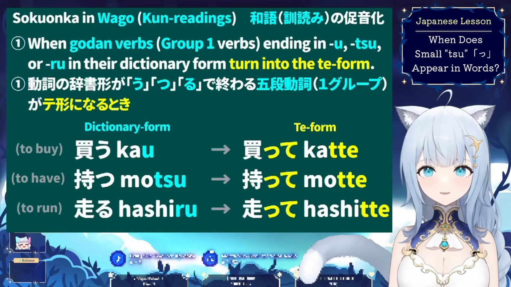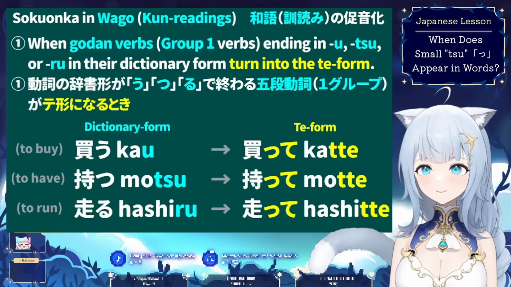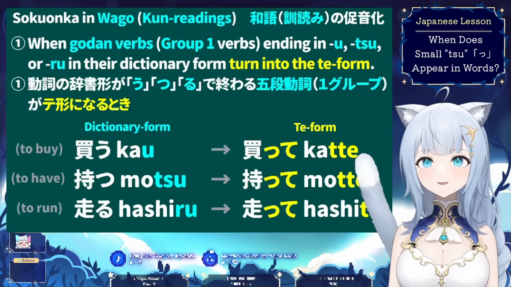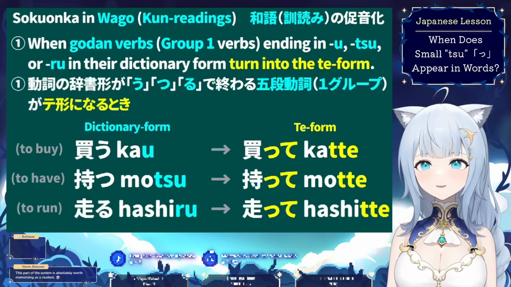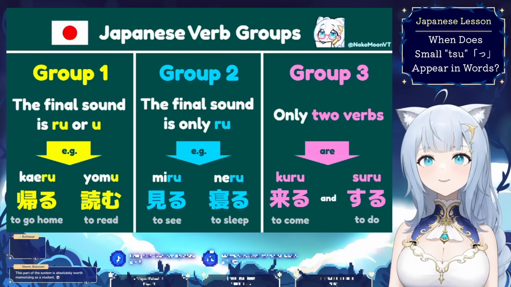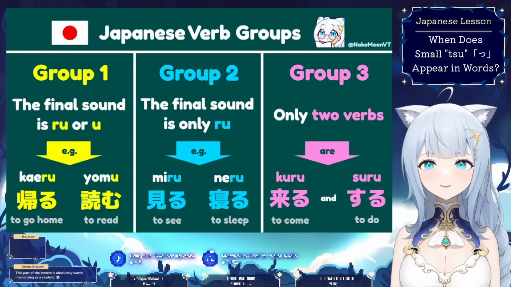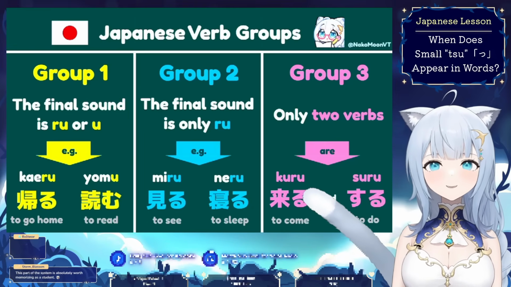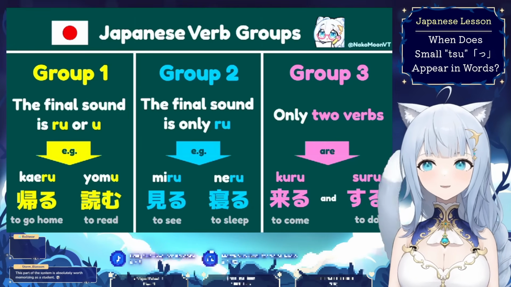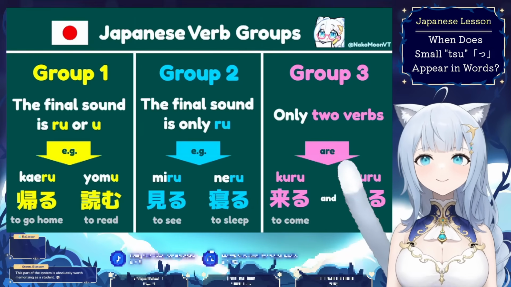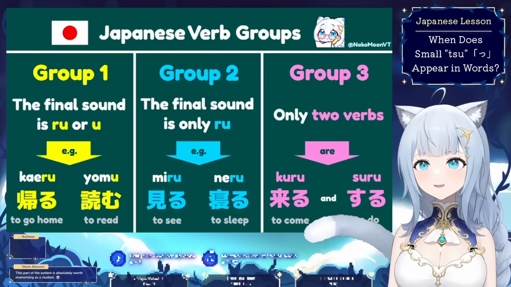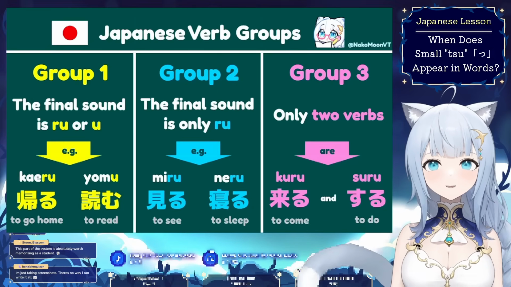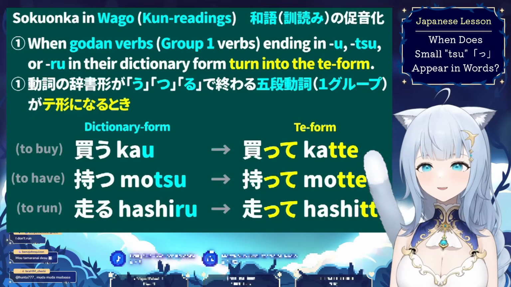When godan verbs, group 1 verbs, ending in u, tsu, or ru in their dictionary form turn into the te form. First I need to explain verb grouping. We have 3 groups in Japanese verbs: group 1, group 2, and group 3. Group 1 is called godan verbs, group 2 is called ichidan verbs, and group 3 is called irregular verbs. Today we use group 1. The final sound is ru or u. If the last sound is not ru, it's 100% a group 1 verb. So please make the te form.